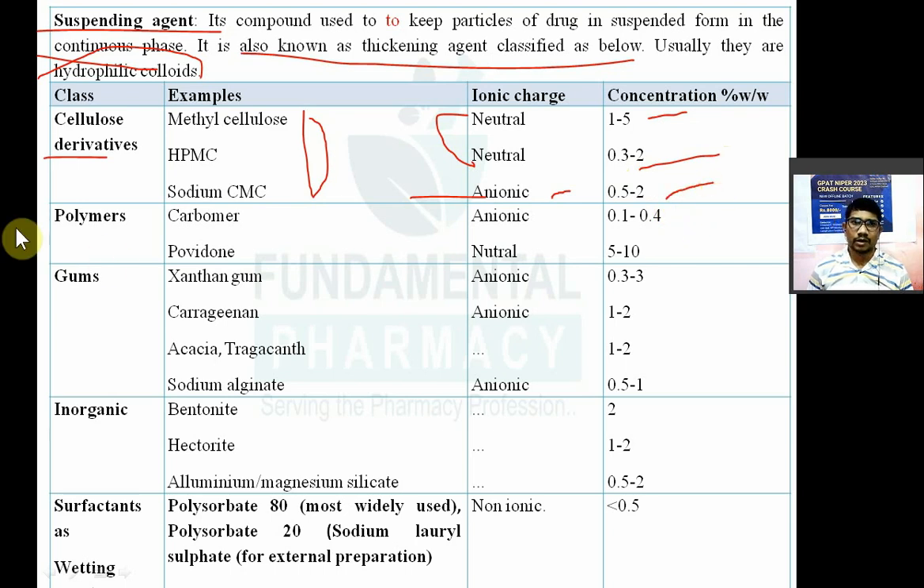There are also polymers like carbomer and povidone. Carbomer is anionic, used at 0.1 to 4%. Povidone is neutral and used at 0.2 to 10%. Then gums, various kinds of natural and synthetic gums, are used: xanthan gum, carrageenan, acacia, tragacanth and sodium alginate. All gums are anionic, so they carry a negative charge.